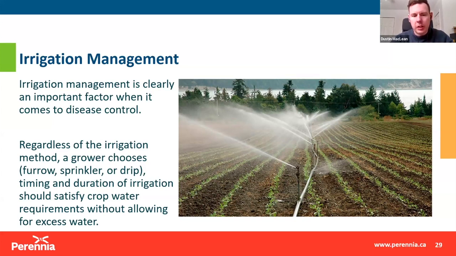So flood, furrow and overhead irrigation can facilitate the spread of pathogens. Flood irrigation can spread soil-borne inoculum all over an area, while furrow irrigation disperses inoculum along rows. The action of overhead irrigation systems washes inoculum out of the air and facilitates the spread of pathogens that rely on water splash for dispersal.